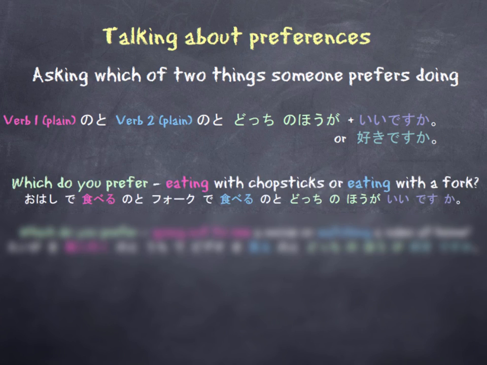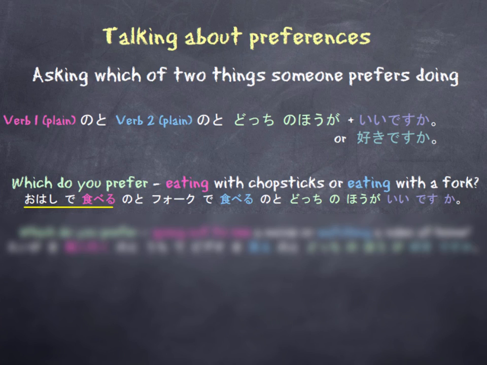Which do you prefer, eating with chopsticks or eating with a fork? お箸で食べるのとフォークで食べるのとどっちの方がいいですか? Here we can see our first activity is eating with chopsticks, お箸で食べる, and the verb 食べます has been changed into its plain form, which is 食べる.